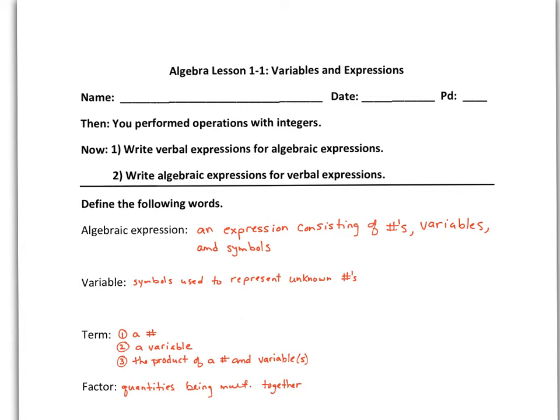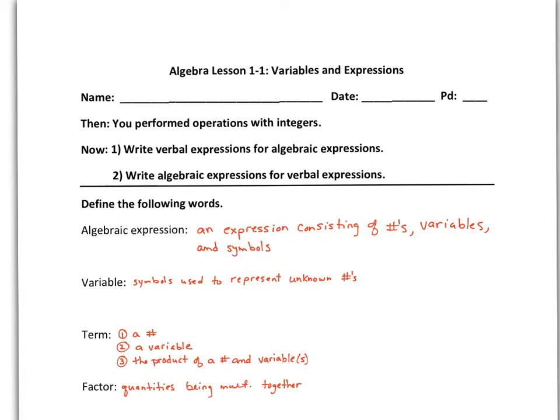All right, we're going to be doing lesson 1-1 today, which is variables and expressions. And we have a couple of words that we need to define here to get started. Our first vocabulary word is algebraic expression. The definition for algebraic expression is an expression consisting of numbers, variables, and symbols.